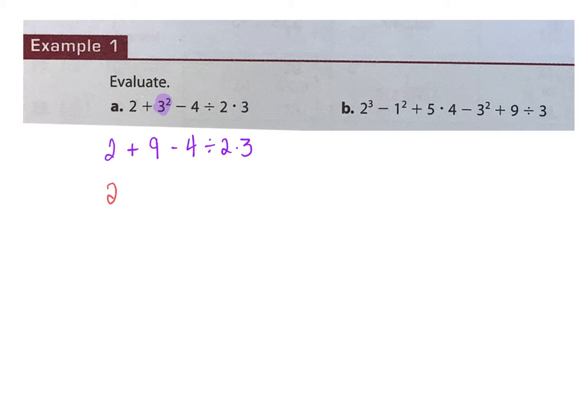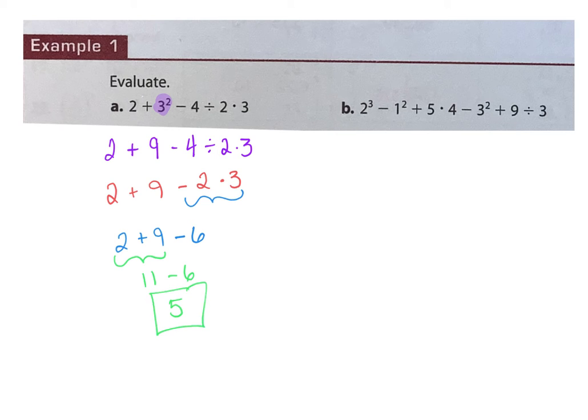So my next step here would actually be to do the negative 4 divided by 2. So what am I going to get here? Right, I'm going to get a negative 2 there. And then I'm going to do that multiplication. So I'm going to say 2 plus 9, and then negative 2 times 3 is negative 6. Now I have done my multiplication and division from left to right. My last step is to do addition and subtraction. So my first is the addition, 2 plus 9, and then 11 minus 6. And so that would be my answer for this problem.